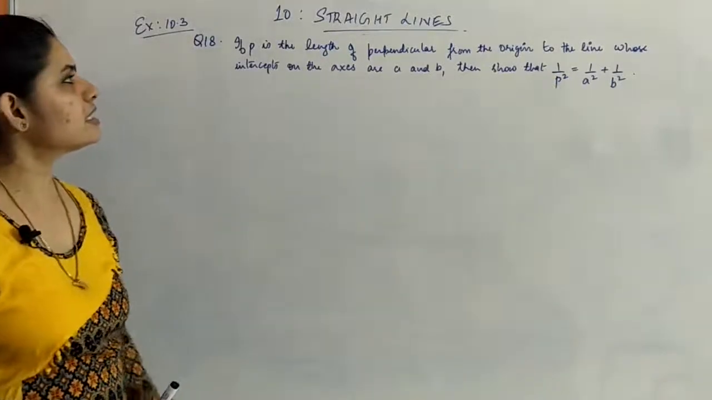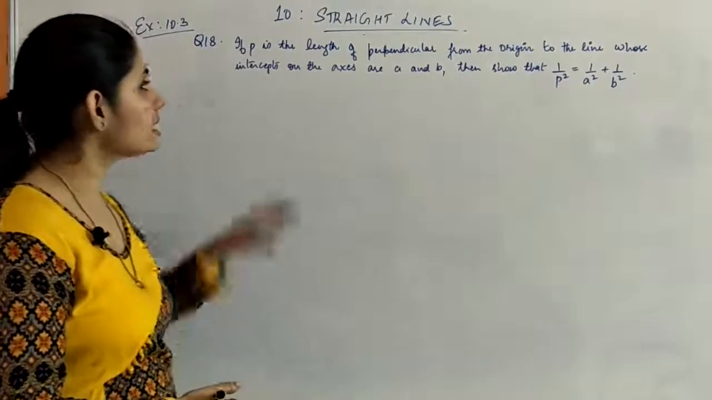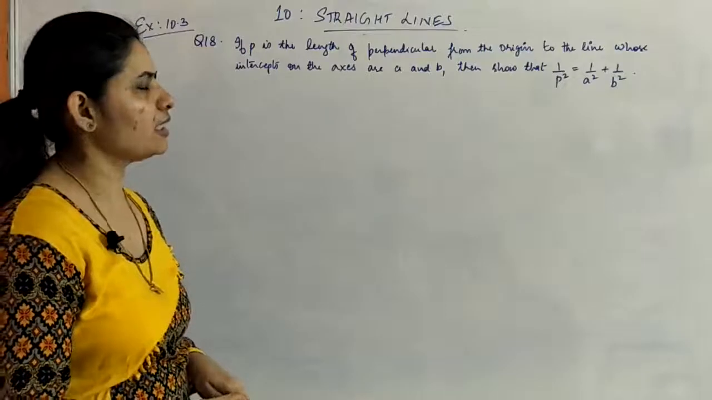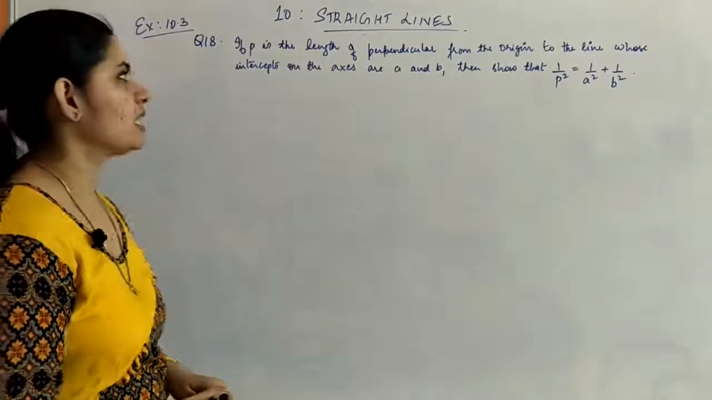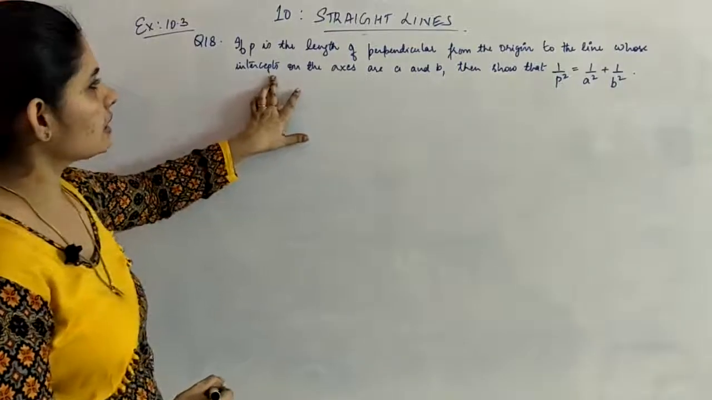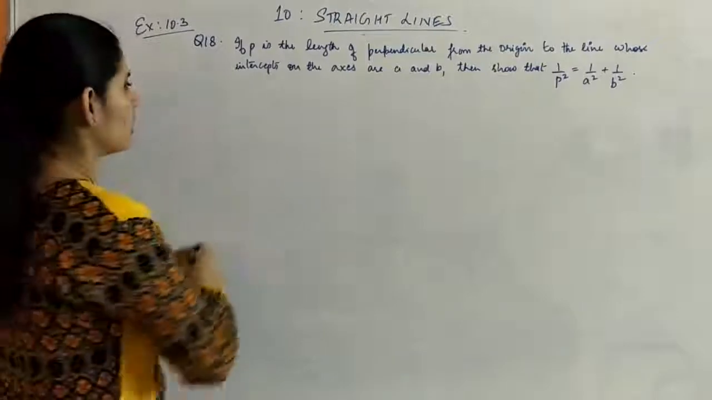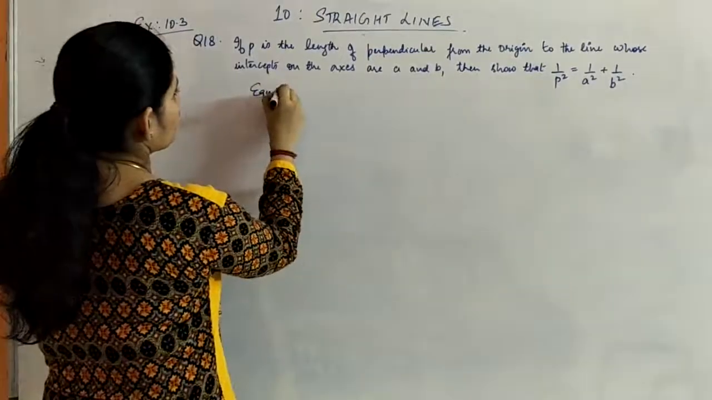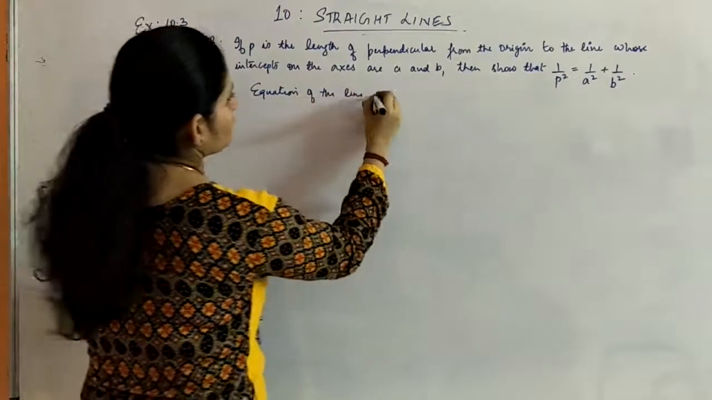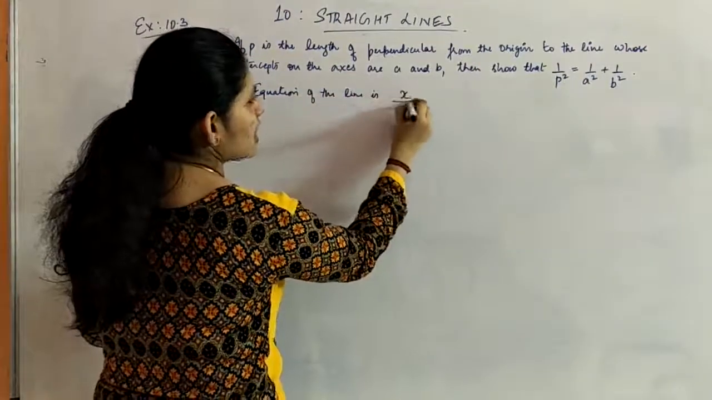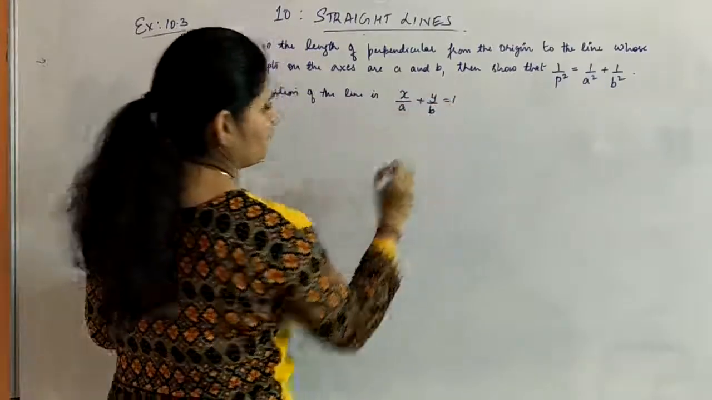Question number 18 is, if P is the length of perpendicular from the origin to the line whose intercepts on the axis are A and B, then show that 1 by P square is equal to 1 by A square plus 1 by B square. So, since the intercepts on the axis are given, what will be the equation of the line? It will be intercept form. Okay, so we will write the equation of the line. Which form will you use? X by A plus y by B equal to 1, since the intercepts are given.